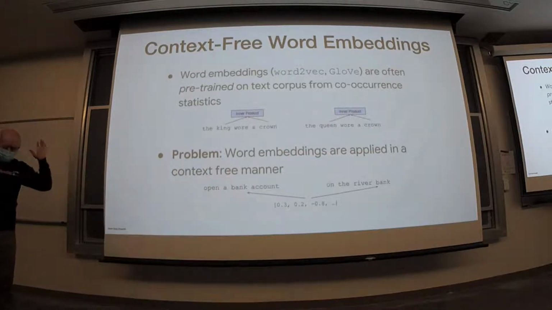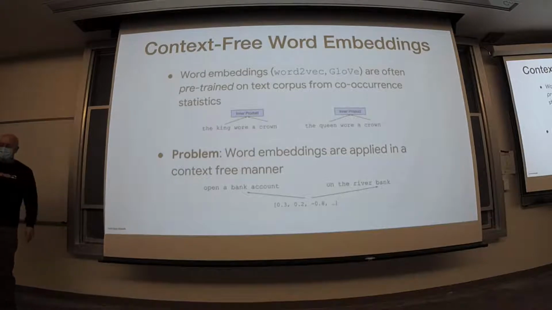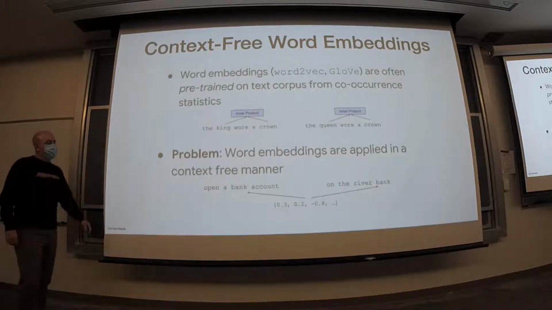There are many, many words like this in English, but there are words like bank here, which have multiple meanings, right? There's a bank where you store your money, and there's the bank of a river, which is some sort of boundary of the river. The only way you know which bank you're talking about is in the context of all the other words around it, right? That's the only way you could tell.